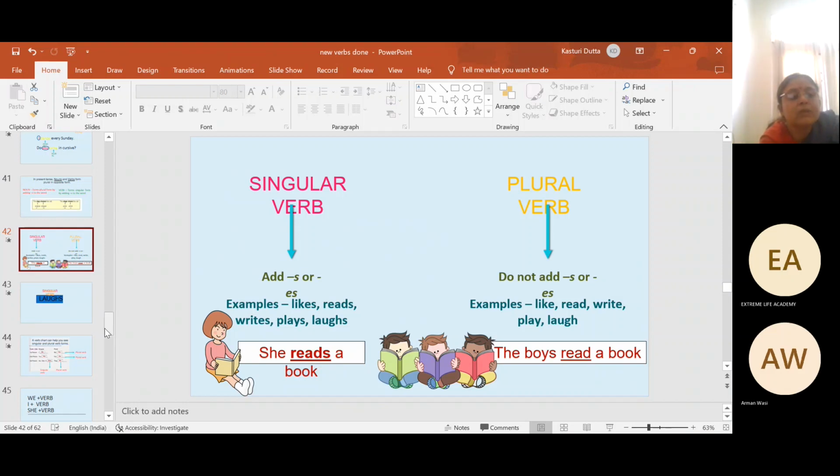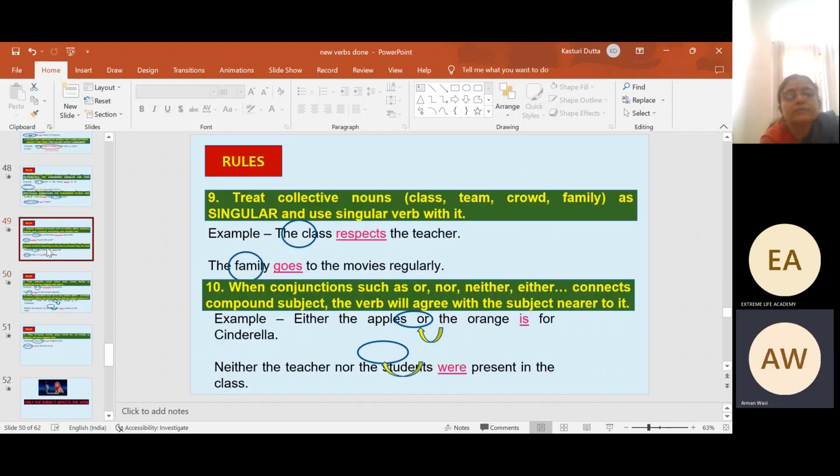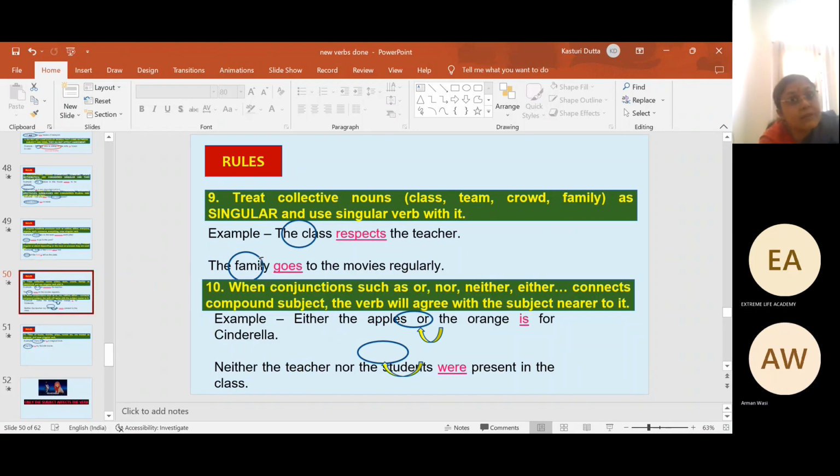Now in case of family, what is happening? The family itself is a collective noun. You were asking me a few minutes back, ma'am, is there any exception or not? So this is the question of exception. Family is a collective noun. And with a collective noun, what are you doing? Family go to the movie, it will not be. Family goes, because with collective nouns, treat as singular, use a singular verb. That is why you see the class, you're not saying the class respect.